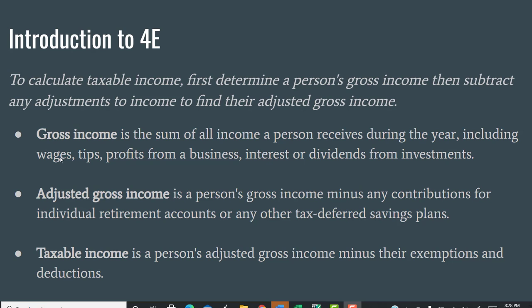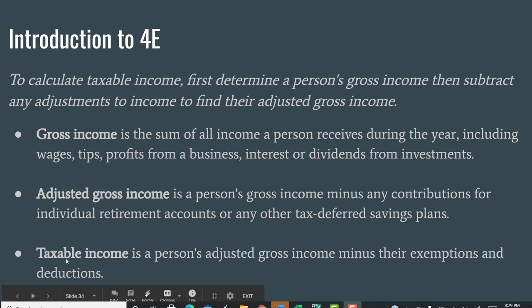You can think back to an old section. Adjusted gross income is when you take that income, the gross income, and you subtract contributions towards retirement or any other tax deferred savings plans. So this is another idea that you'll see in this homework, and it's just your gross income minus individual retirement accounts or tax-deferred savings plans. Okay, so those are two formulas already.